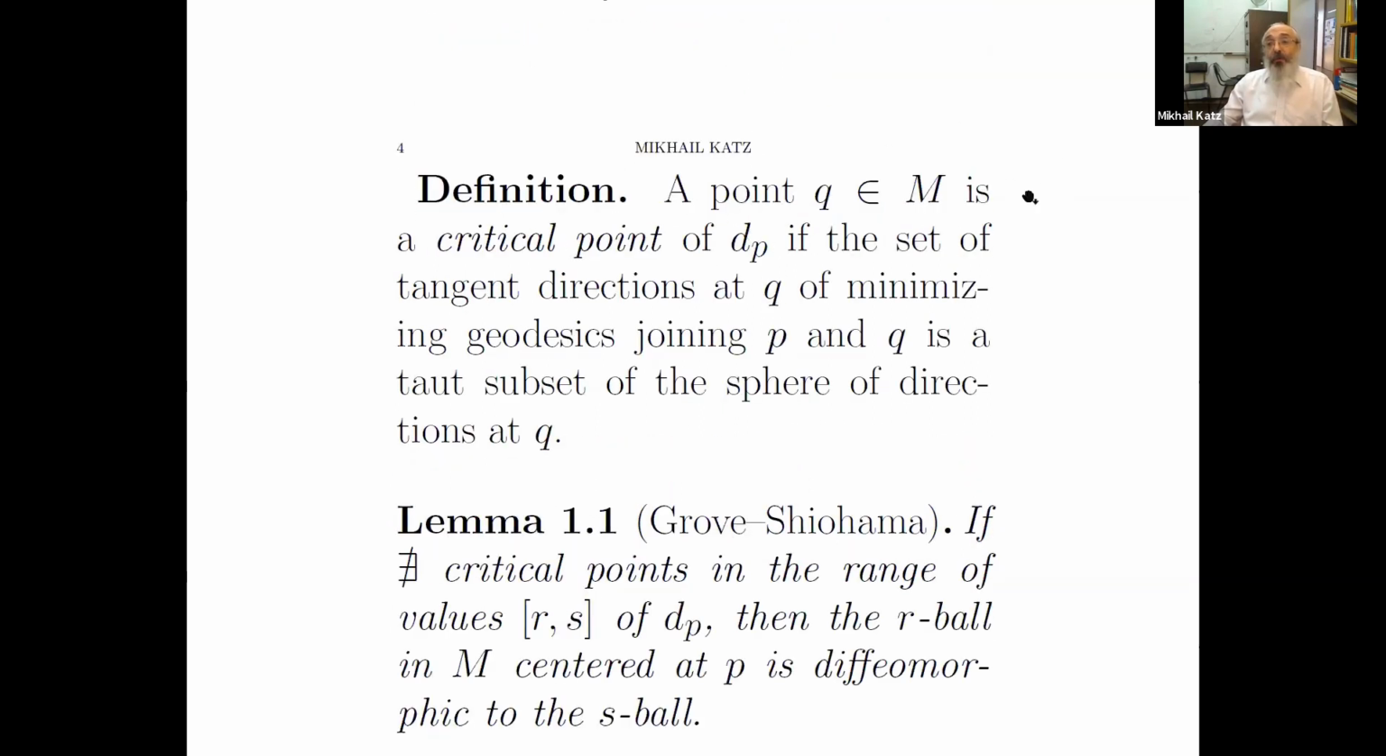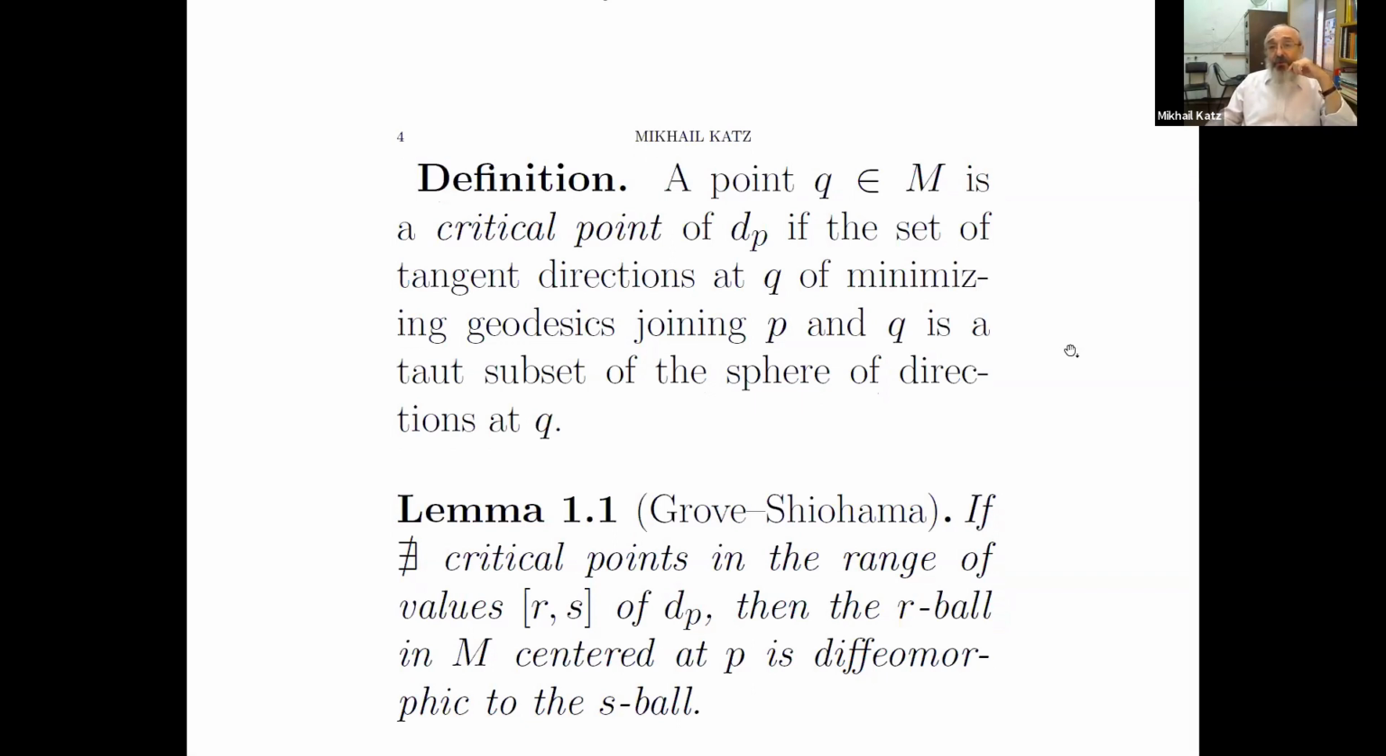A point q in the manifold M is called a critical point of this distance function d_p if the set of tangent directions at q of minimizing geodesics joining p and q is a taut subset of the sphere. So, to speak, in every direction, when you're sitting at the point q, there's a minimizing geodesic leading to p, where every direction means that you can always form an acute angle with a minimizing geodesic. Acute meaning less than or equal to pi/2.